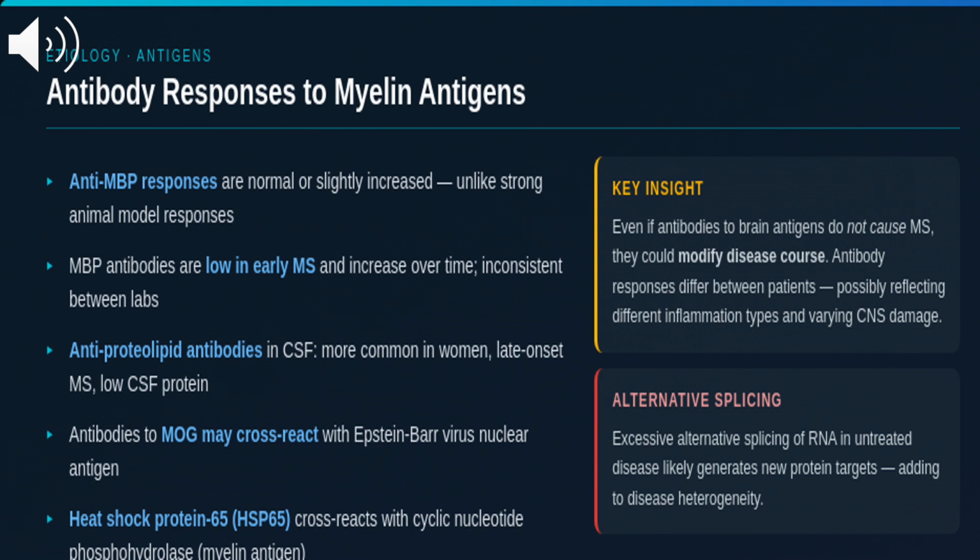This discrepancy is one of the core reasons why EAE, despite being an invaluable research tool, is not a perfect model of MS. Antibodies to MBP are actually low in early MS and only increase over time. Detection is also inconsistent between laboratories, which limits clinical utility. Anti-proteolipid antibodies in CSF show interesting demographic patterns, more common in women than men, in patients with later onset or no family history, and with low CSF protein levels.